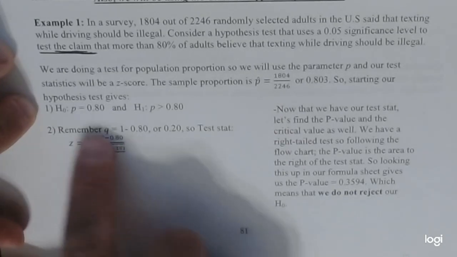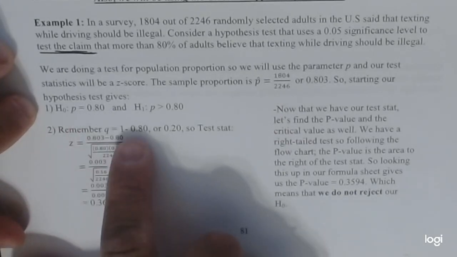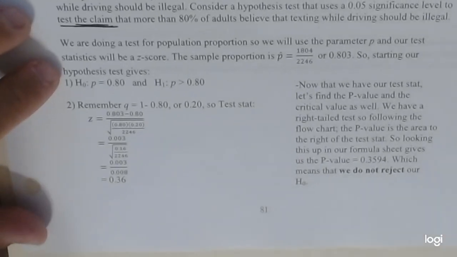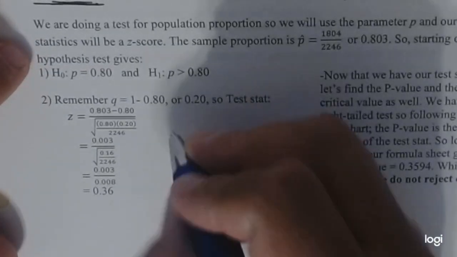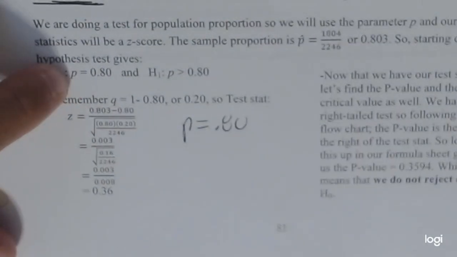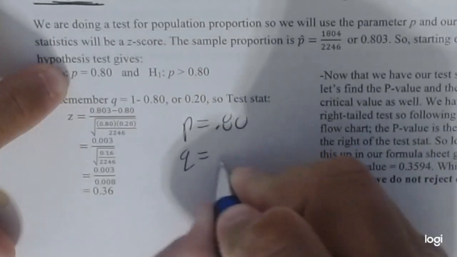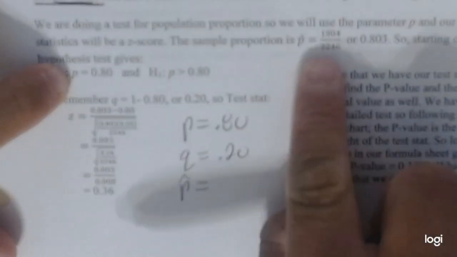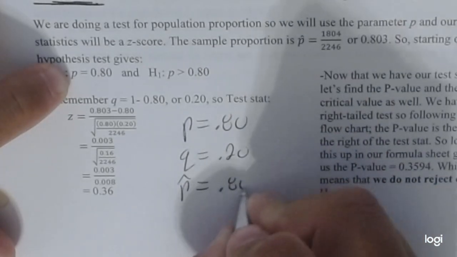So now q is 1 minus p, right? So 1 minus 0.8 is 0.2. And then finally plug everything into our equation here. Okay. So again, knowing that p is 0.8, because we literally just wrote that down, so we know that's p. q is going to be 0.20. p hat, found using our proportion, is going to be 0.803.